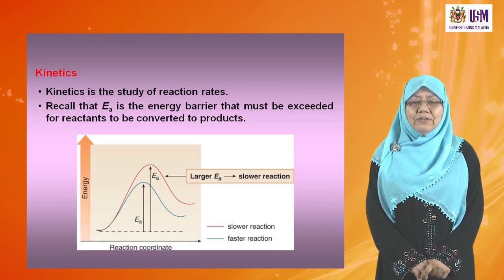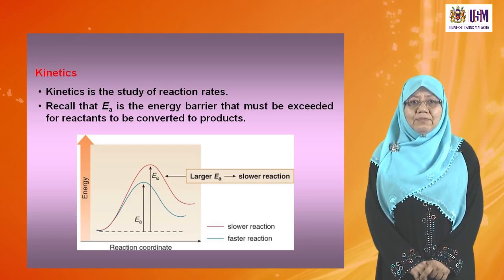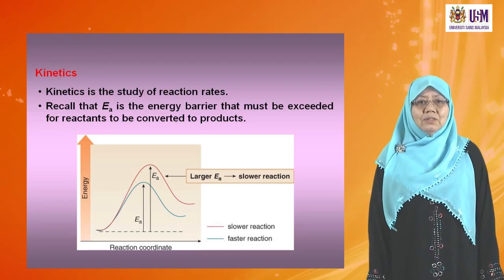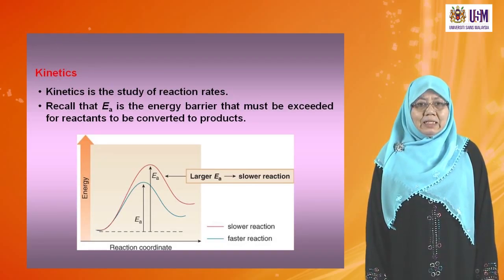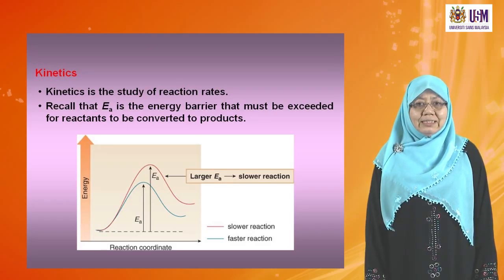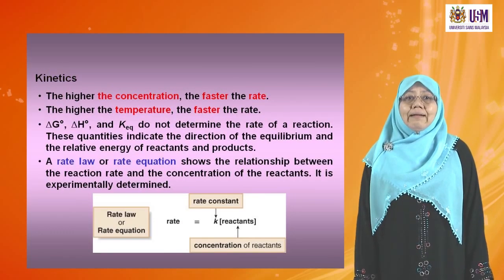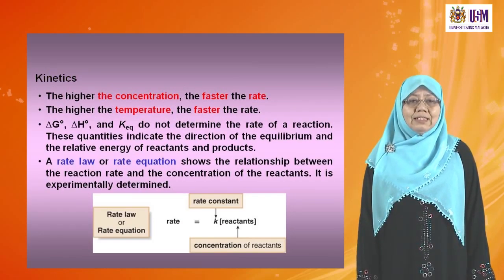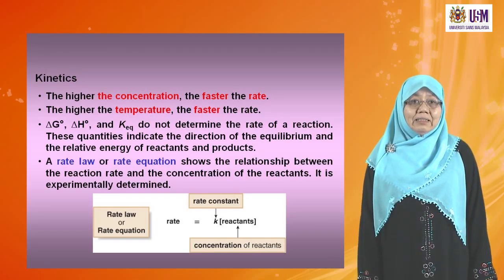Kinetics is the study of reaction rates. So let us recall, EA is the energy barrier that must be exceeded for reactants to be converted to products. And if we have a difference in EA, the lower EA would be the faster reaction, and the larger EA will give the slower reaction. The higher the concentration of the reactants, the faster would be the rate. So the higher the temperature, the faster is the rate.